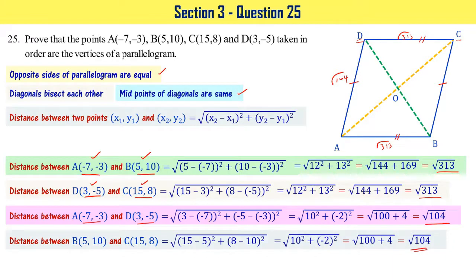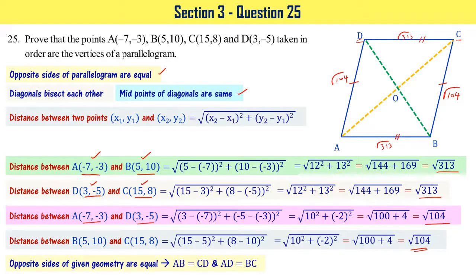Hence I can say that the opposite sides of the given geometry are equal, right? Let's write that. The opposite sides of the given geometry are equal, which means AB equals CD and AD equals BC. Let's take a note of that.